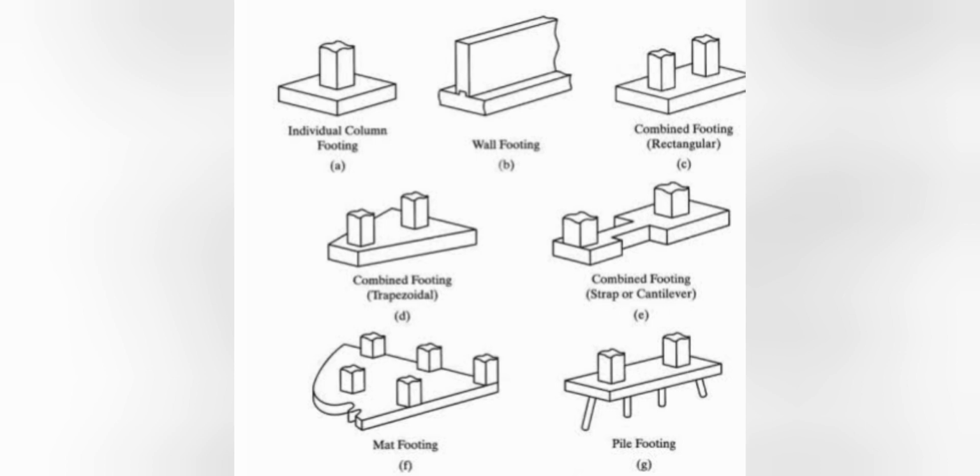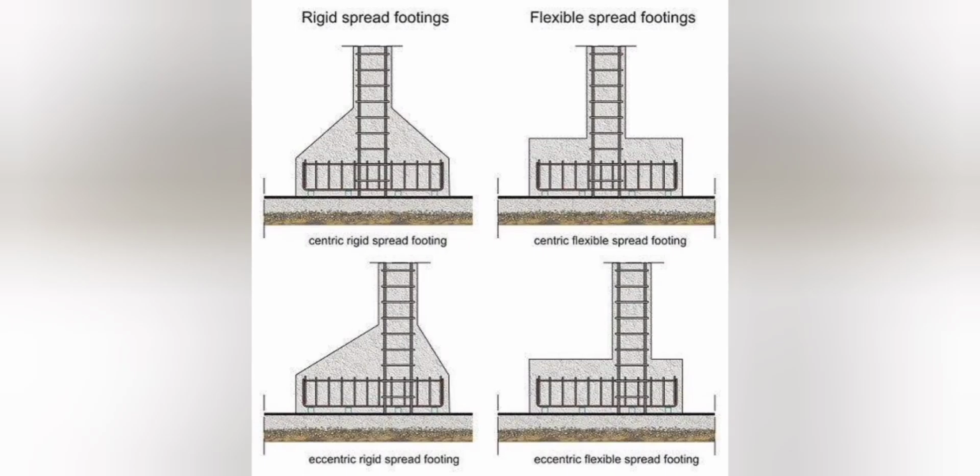Next we'll look at strap footings. When two isolated footings are combined by a beam with a view to share loads of both columns, it is known as a strap footing. The connecting beam is designated as a strap beam. These footings are required if loads are heavy on columns and the areas of foundations are not overlapping with each other.